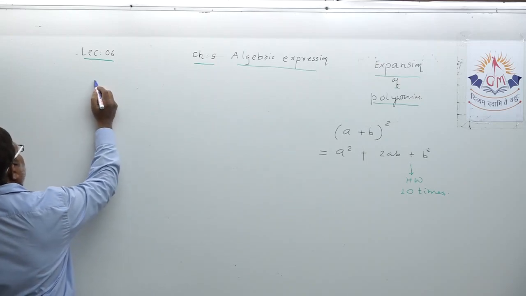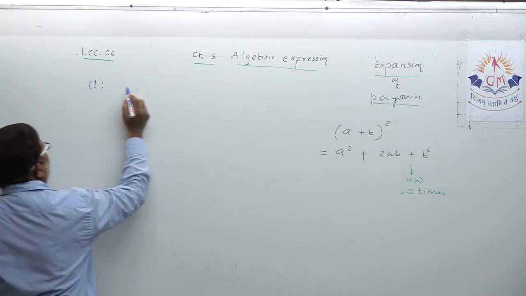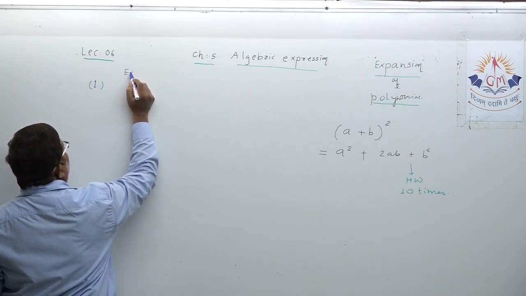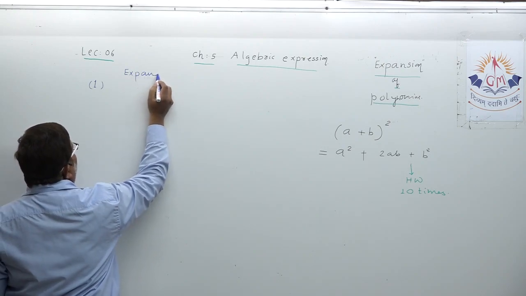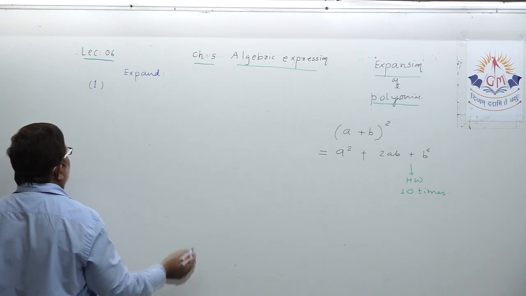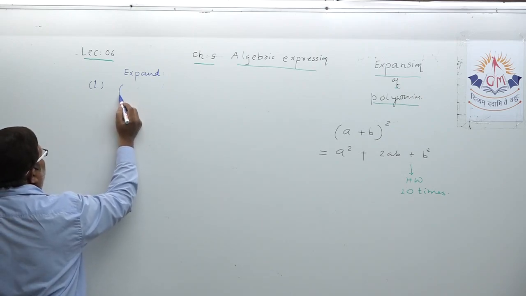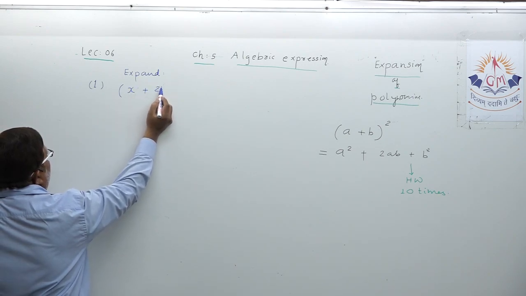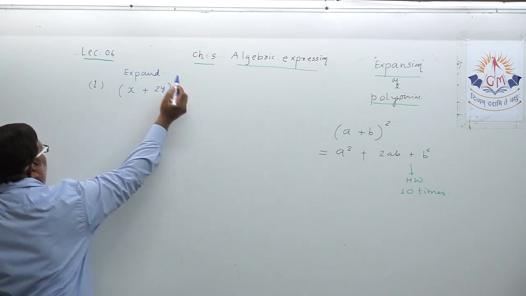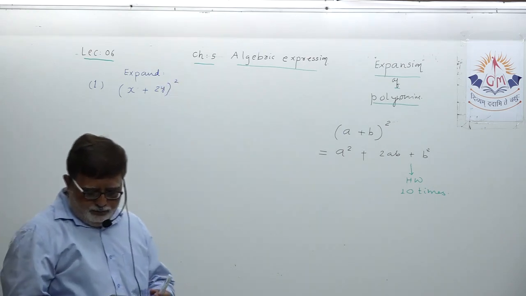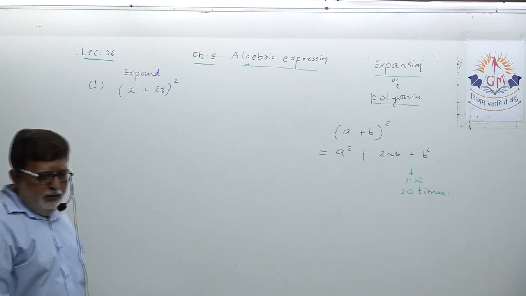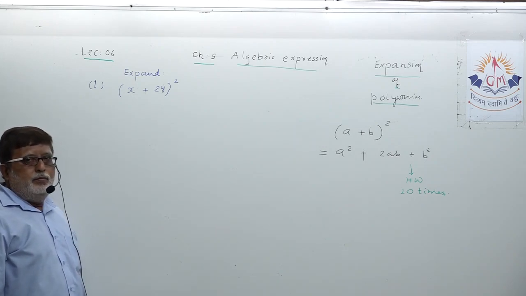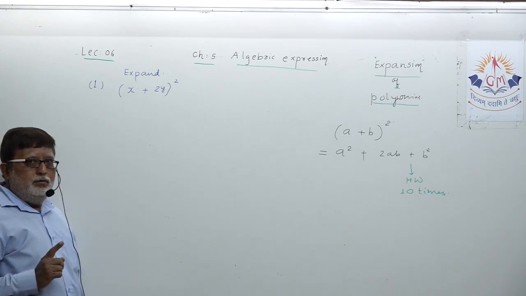Let us take the first one. Let me write. I am not writing the general instruction again and again. The general instruction will remain this: expand. Let me write one simple example first. X plus 2y whole square. Please note down. This is the expression we have to expand: x plus 2y whole square.